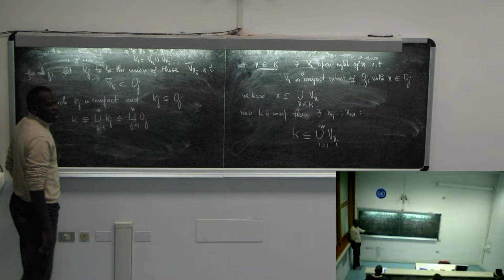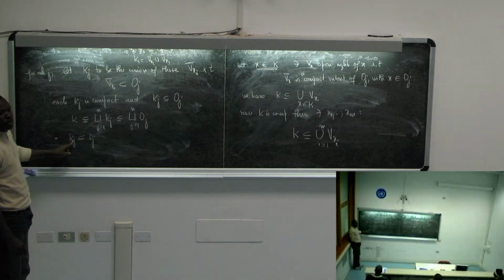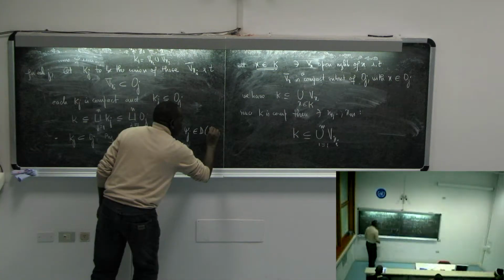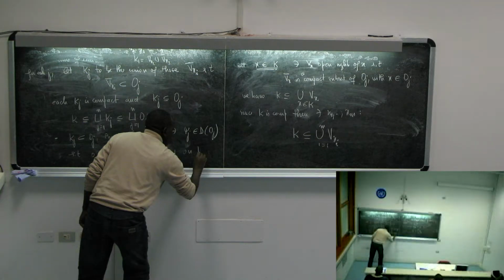Okay? So now we have Kj in Oj. This is an open set, and this is a compact set, so I can use Urysohn's lemma. By Urysohn's lemma, there exists a function psi j in D of Oj such that 0 is less than or equal to psi j less than or equal to 1, and psi j is equal to 1 on Kj. For each j, I have such a psi j.